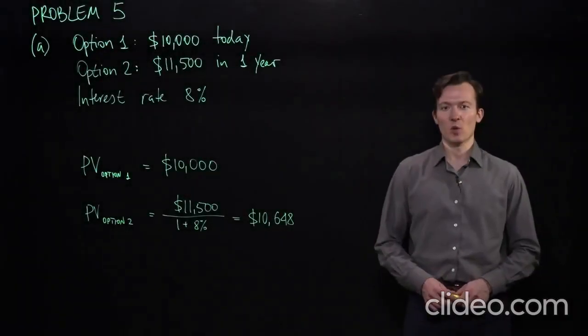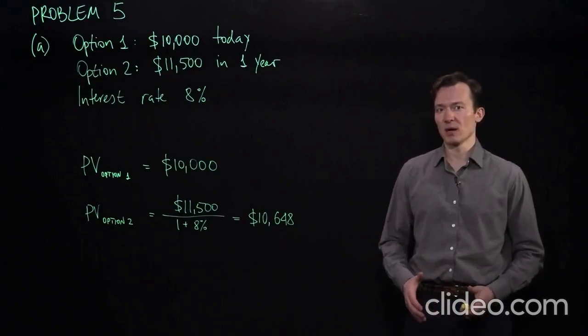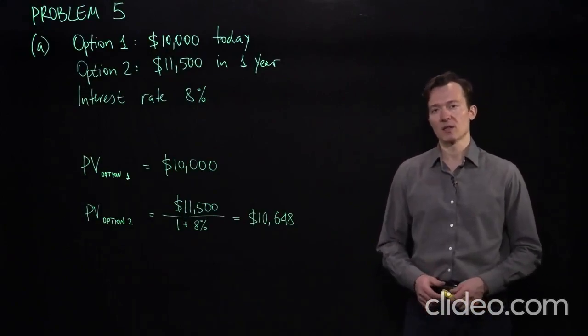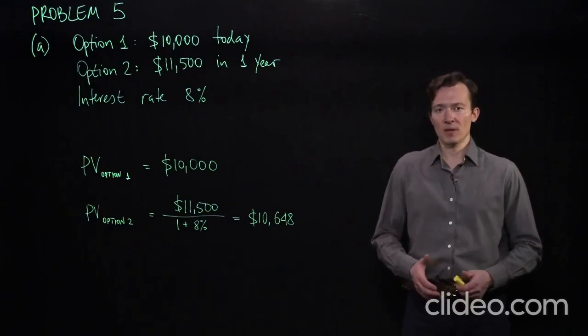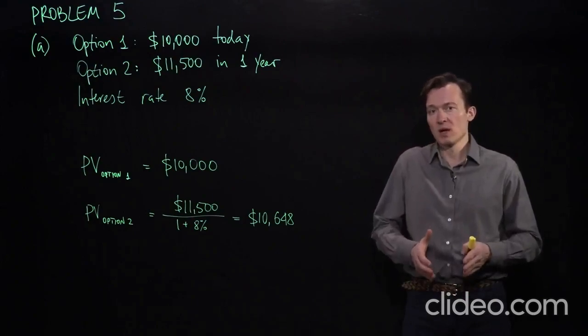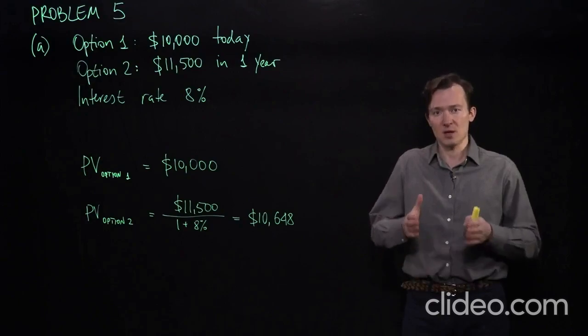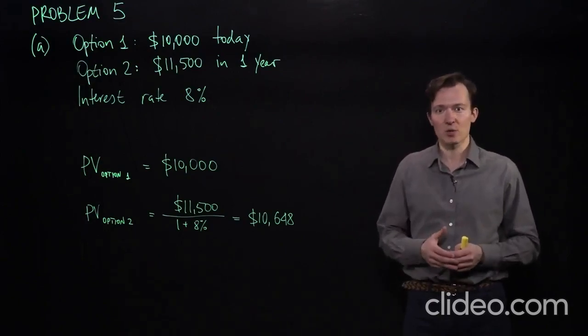In this question, we're given two options. We're offered $10,000 today or $11,500 in 1 year from now. To compare the two options, we have to compare them at one point in time. The easiest way to do that is to compare them as of now. What is the present value of option 1 and what is the present value of option 2?